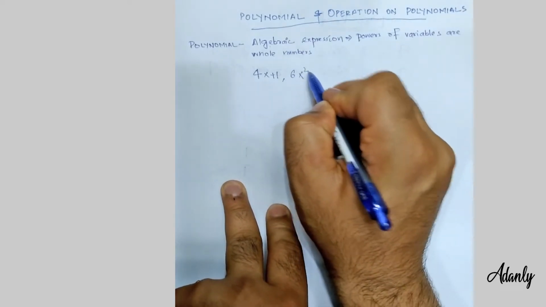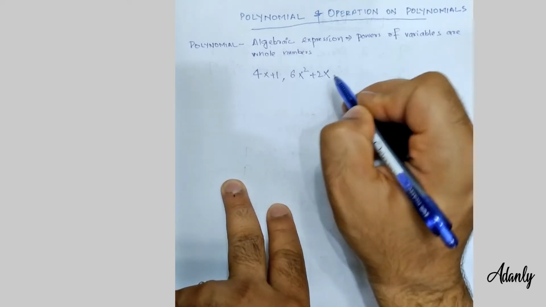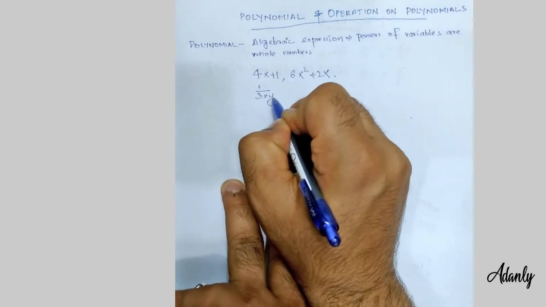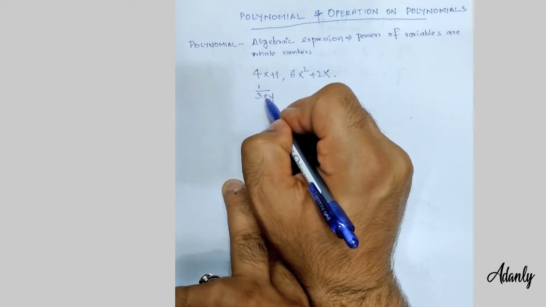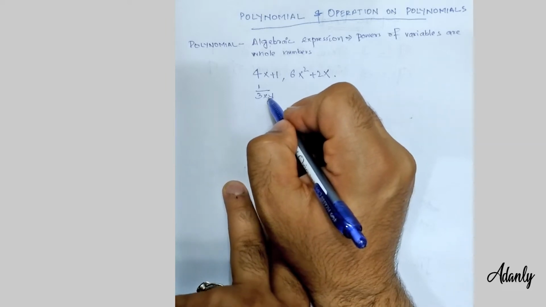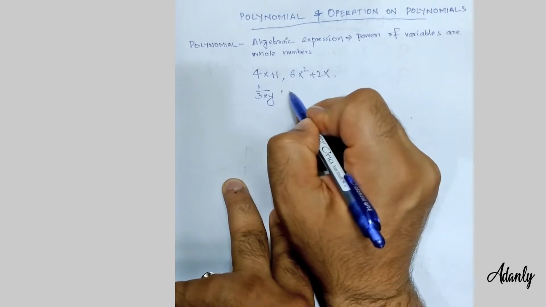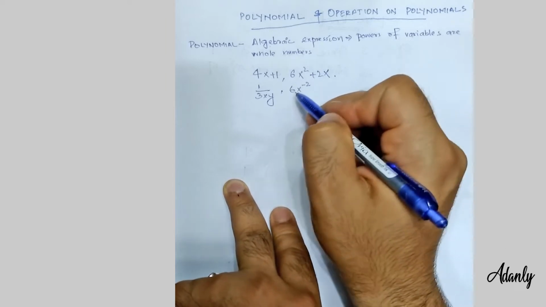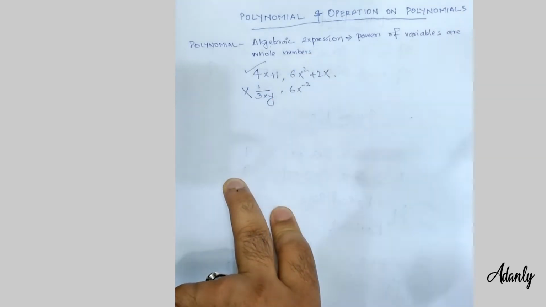6x squared plus 2x is also a polynomial, whereas 1 divided by 3xy isn't a polynomial, because if we look at the power of the variables, they are negative numbers, which are not whole numbers, so this term is not a polynomial. Similarly, 6x to the negative square isn't a polynomial either. So these both are polynomials and these both aren't polynomials.